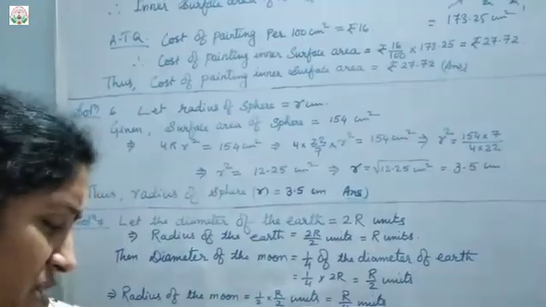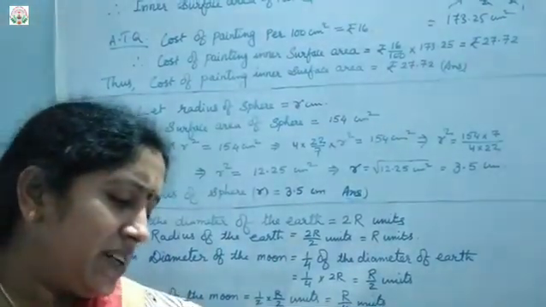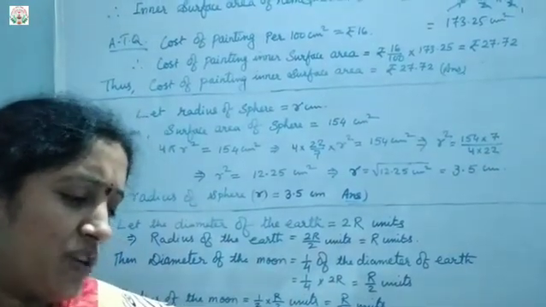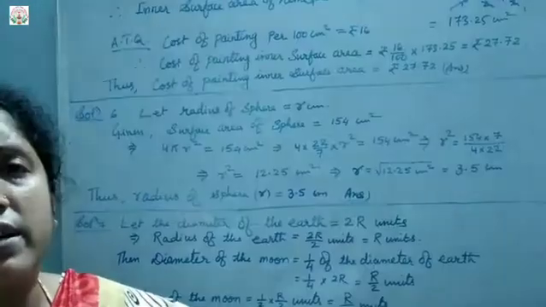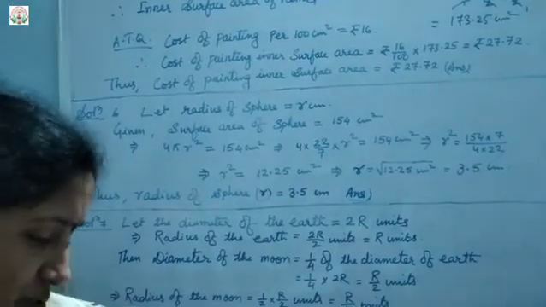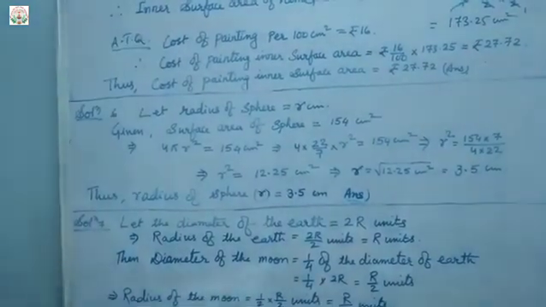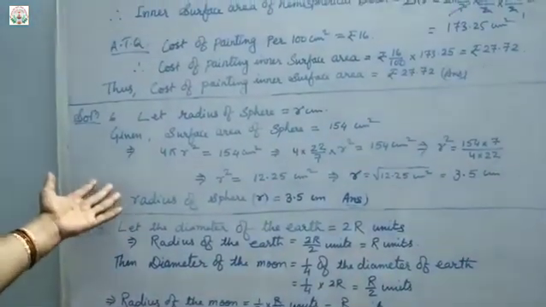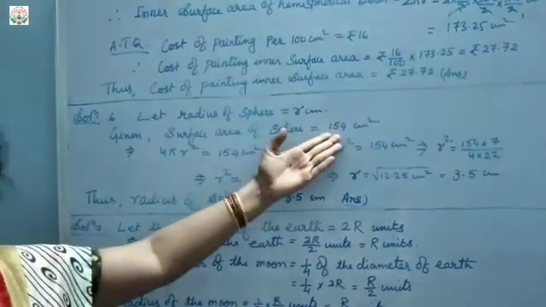Okay. So after that let us move to question number 6. So question number 6 is like this. Find the radius of the sphere whose surface area is 154 cm square. So this is very easy. You have to find only the radius. Already surface area is given.